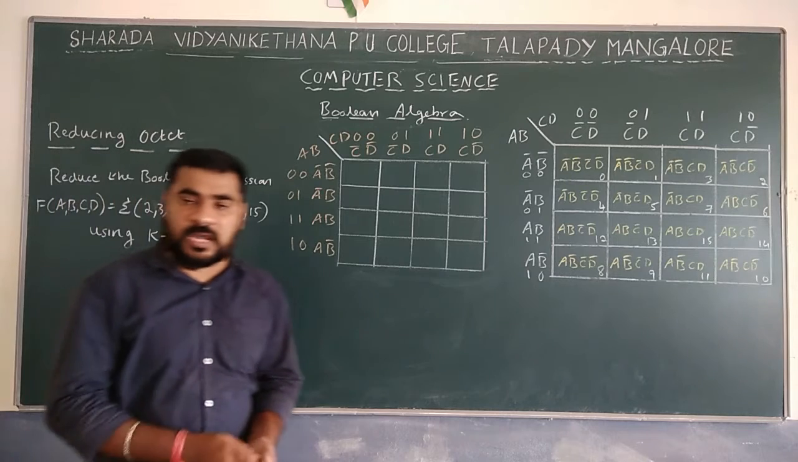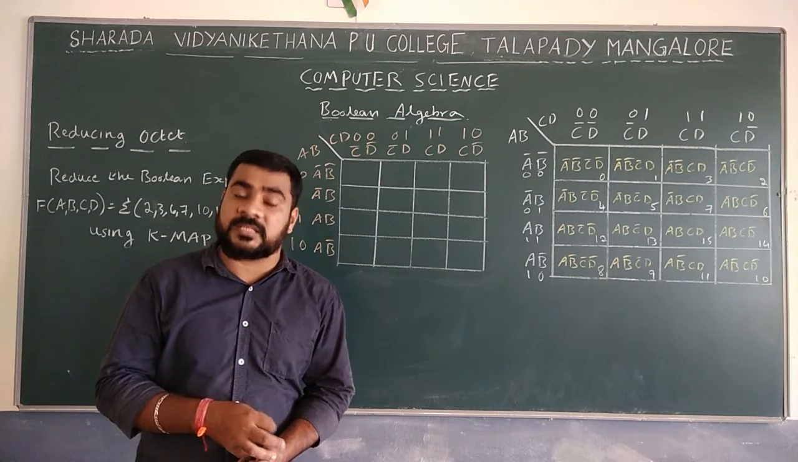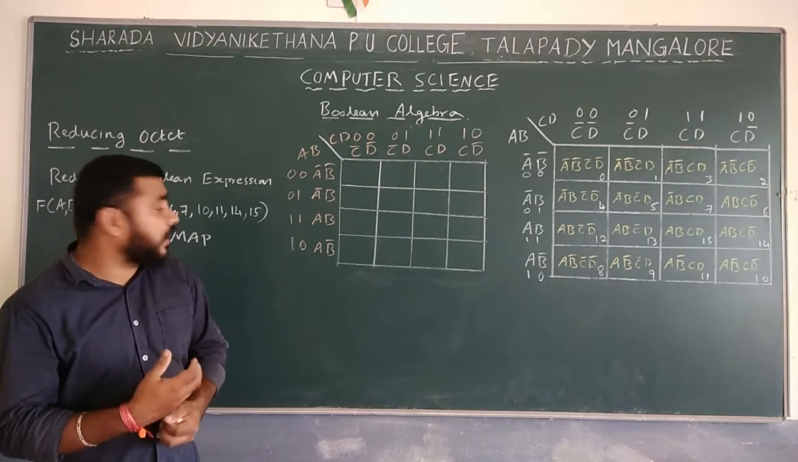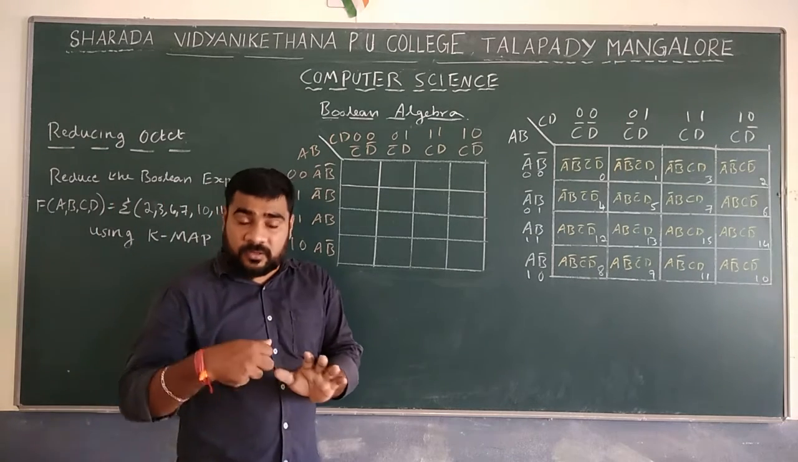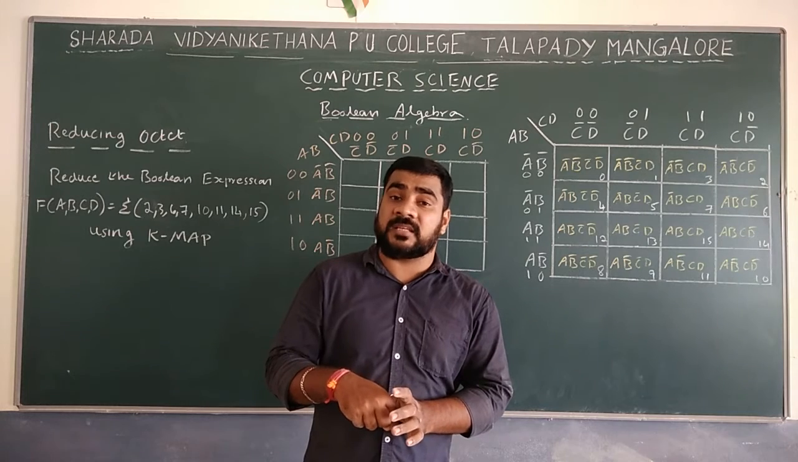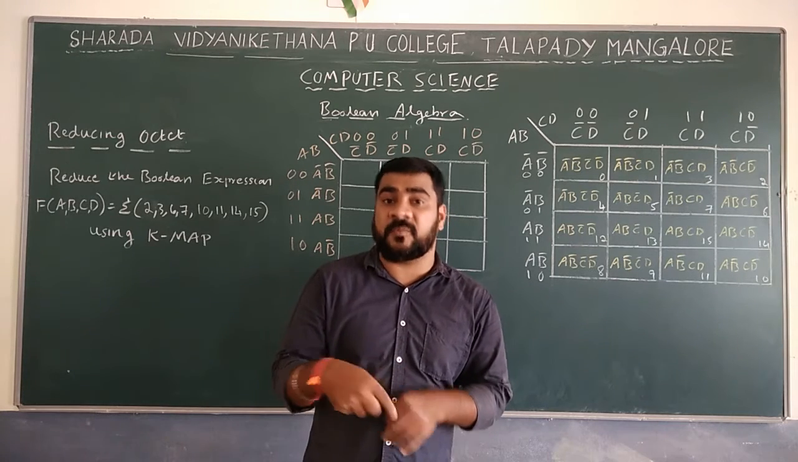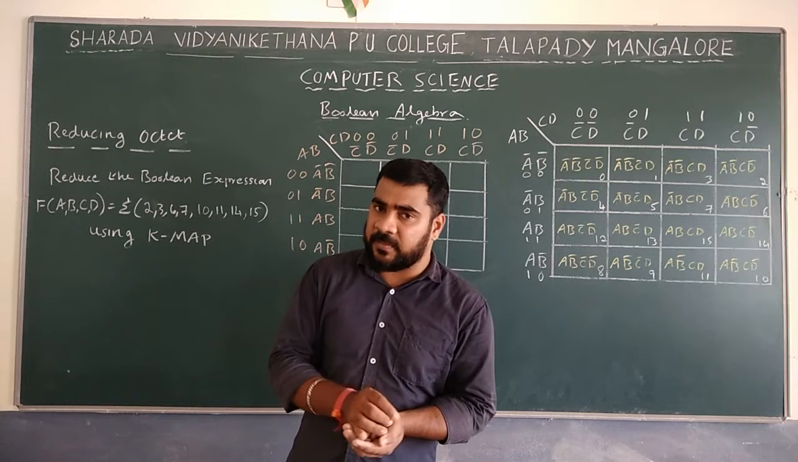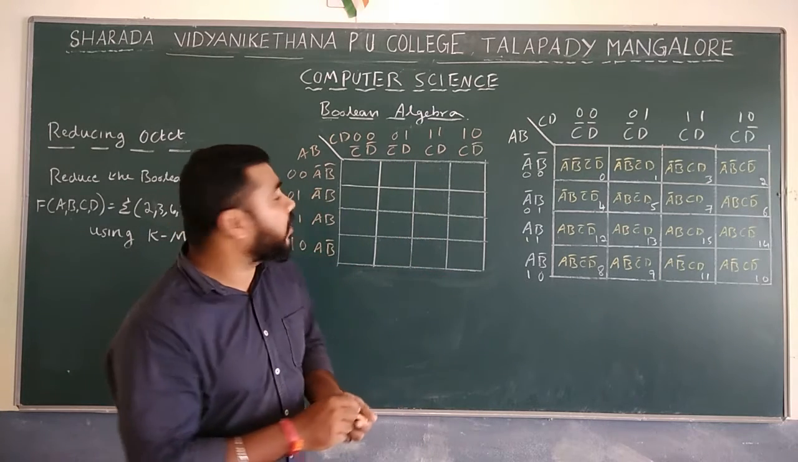After writing the column names, one is A dash B dash, A dash B, A B, A B dash. Why did you get the dash? I think you understood how to write that dash. Whenever the value is 0, the variable should be inverted. Inverted means it should contain a bar, like X bar, Y bar, A bar, B bar, A dash, B dash.